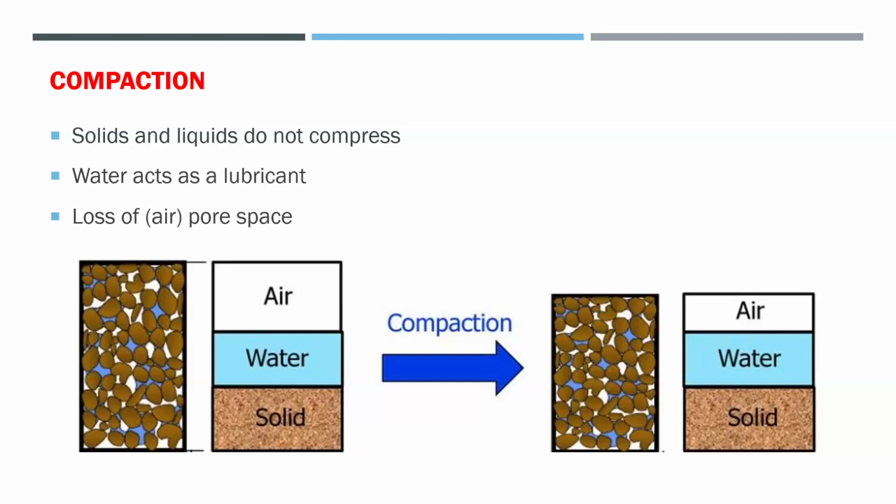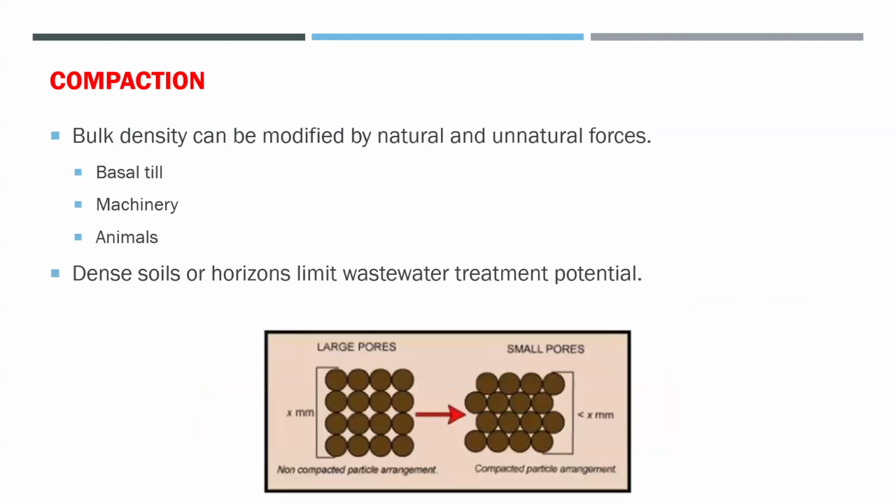So in all reality, if we compact it, we just put the particles closer together, we increase the bulk density, but we don't compact the particles themselves. We just reduced our pore space. That's the bulk density. The water stays the same, solid stays the same. We have less air, less pore space. That's what compaction does. So compaction, bulk density, can be modified by natural and unnatural forces.